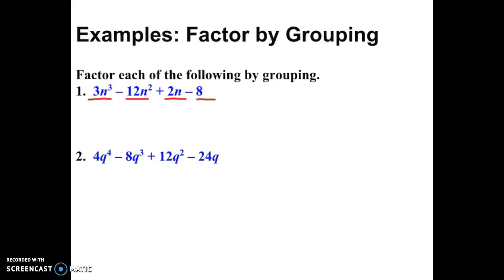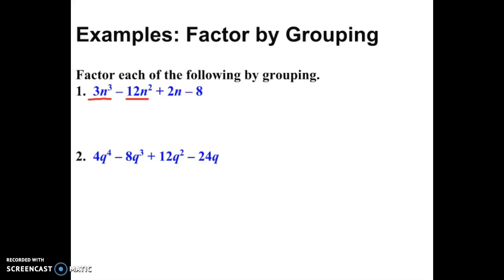First thing I want to look for, do all 4 terms have something in common? Okay, in this case, they do not. All of them don't have a number that will go into them other than 1, and they do not all have an n, so they don't have a variable in common. So what we're going to do today, since you have 4 terms, we're going to use something called factoring by grouping. So I'm going to pair up 2 terms, find the greatest common factor, and then pair up another 2 terms and find the greatest common factor to start off.